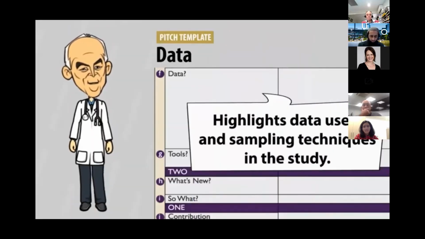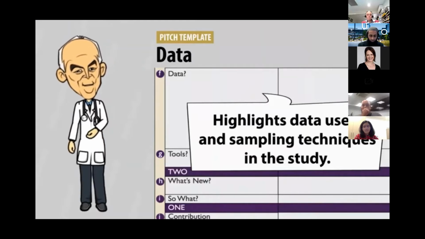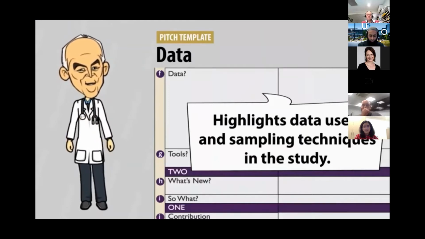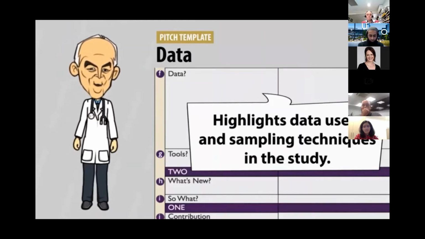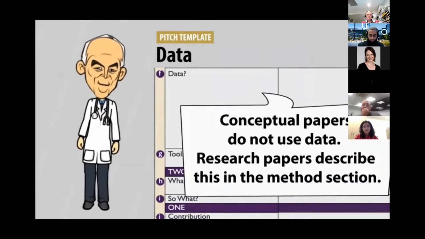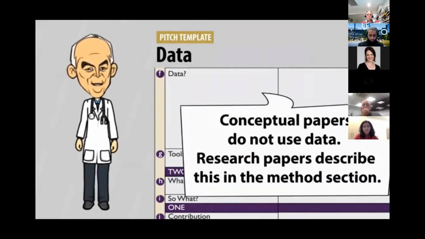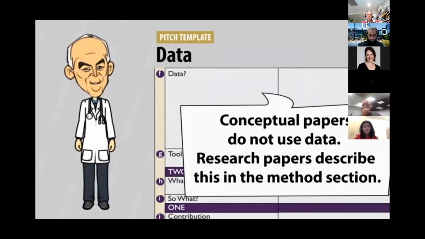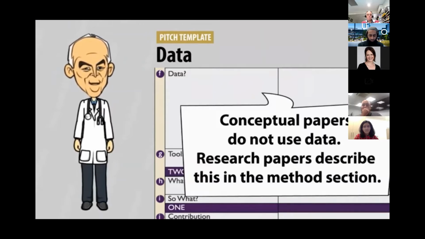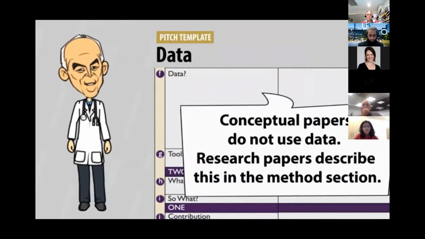This part highlights the data used and the sampling technique in the study. As an exception, conceptual papers do not use any data. However, in most cases, research papers will describe in detail the type, size, and source of the data in the methods section.